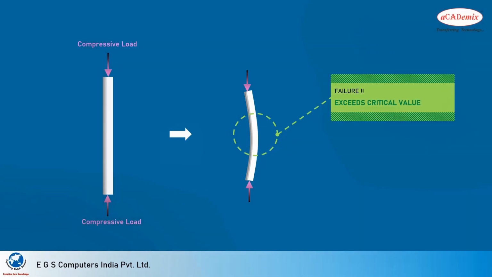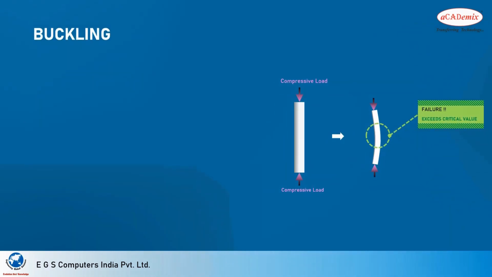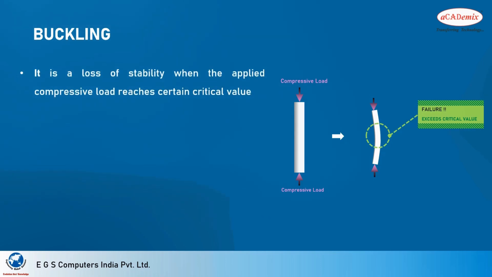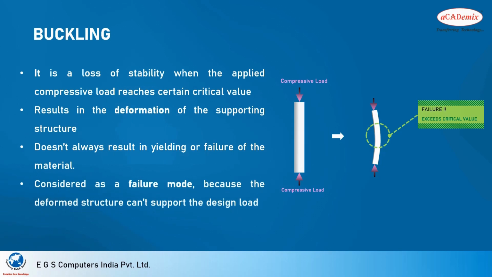So, what is buckling? Buckling is a loss of stability that happens when the applied compressive load reaches a certain critical value. This usually results in the deformation or the distortion of structure shape. That means the straight member will buckle immediately by producing a large displacement. This doesn't always result in yielding or failure of the material. But buckling is considered as a failure because the structure no longer supports the load the way it was designed to.